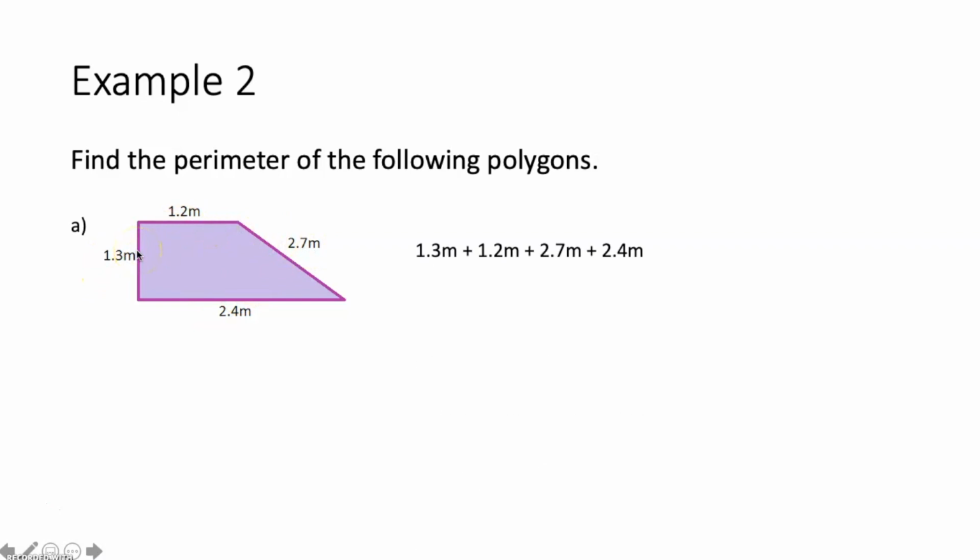So what's 1.3 meters plus 1.2 meters plus 2.7 meters plus 2.4 meters? That's 7.6 meters. So that's our perimeter of this quadrilateral.